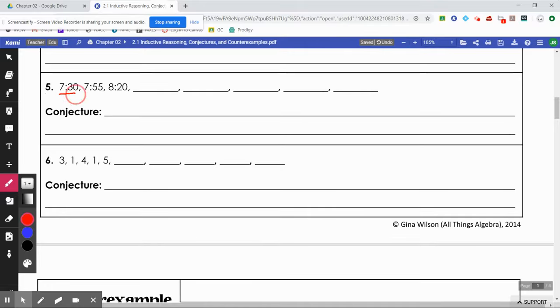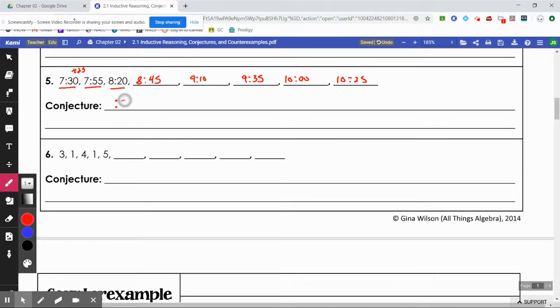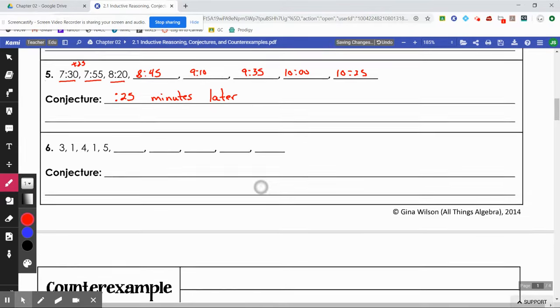The next one, 7:30 to 7:55. Well, I know that's 25 minutes later, but let's check this, 8:20. If you do 20, and that is correct. So we're just doing 25 minutes later. So that'd be 8:45. 15 would be 9, so that'd be 9:10. 25 minutes later is 9:35. That'd be 9:50. No, it wouldn't. It'd be 10 o'clock. And then 10:25. So all I'm going to put is 25 minutes later instead of writing out a big long explanation.